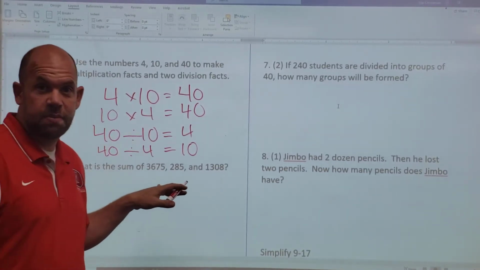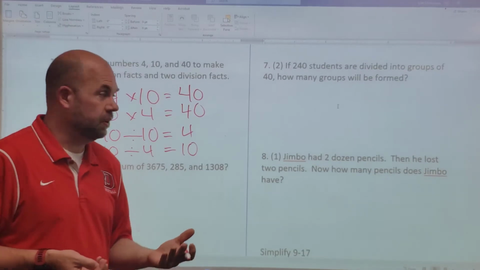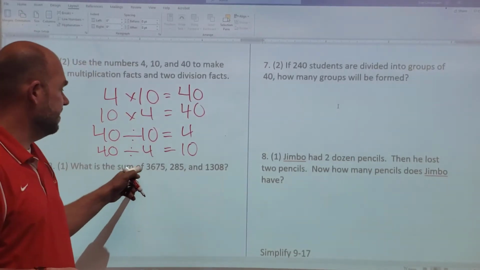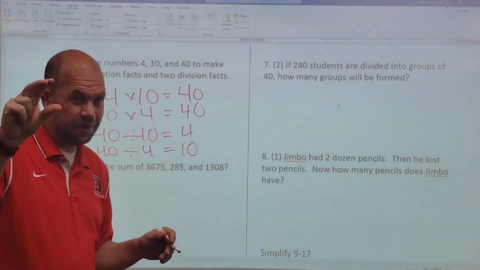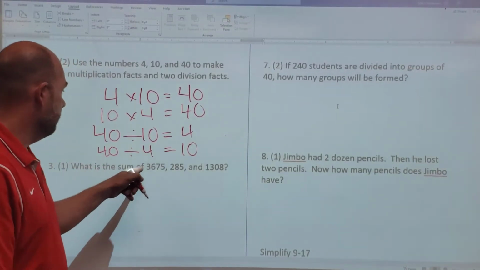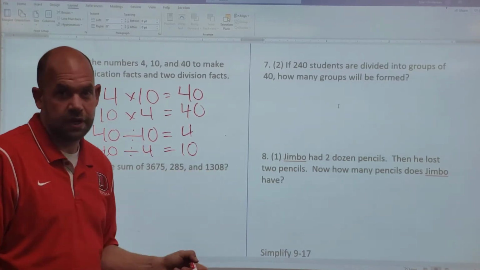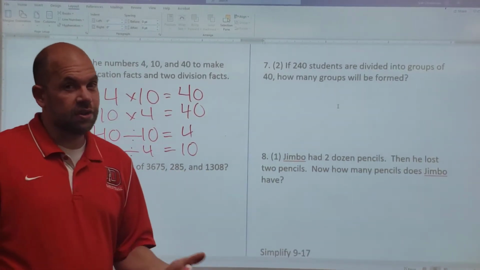I think I've got enough space here, so I'm not going to scroll yet. We'll just go on to number 3. This again comes from lesson 1, and it says, what's the sum? That's, when you add things together, an addend and an addend equals a sum of 3,675, 285, and 1,308. Now, you can do this a few different ways.